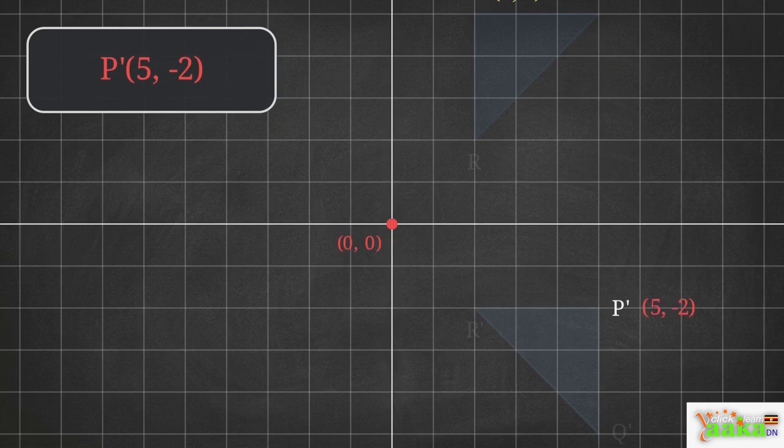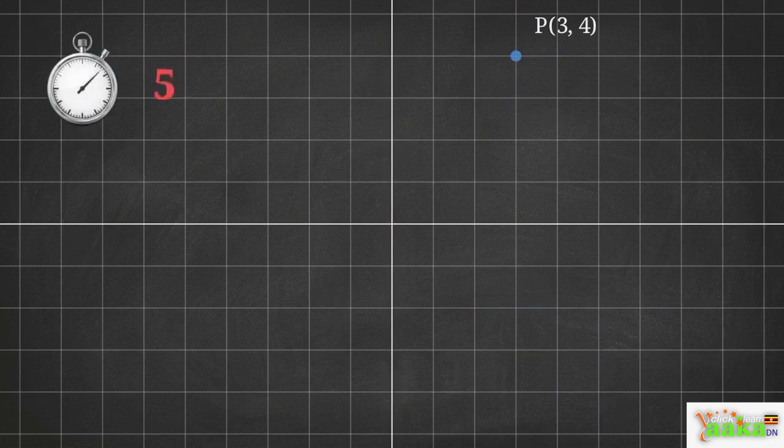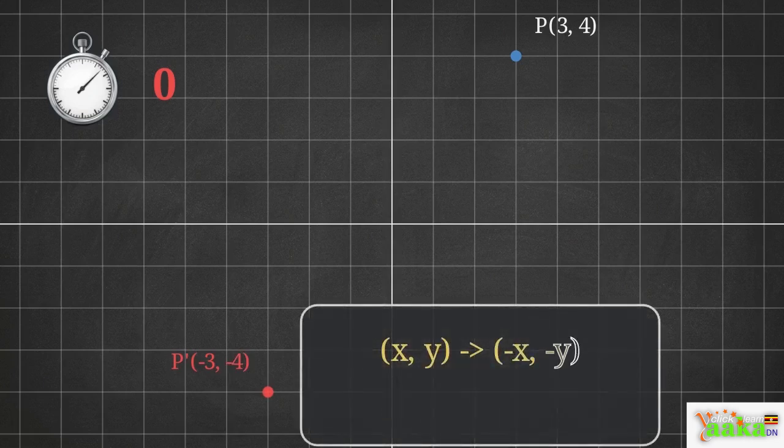Try to find the new coordinates if we rotate point P at 3, 4 precisely 180 degrees around the origin. The new point sits at -3, -4. A 180-degree rotation is the simplest shortcut of all. You leave the coordinates in the same order and just flip both of their signs.